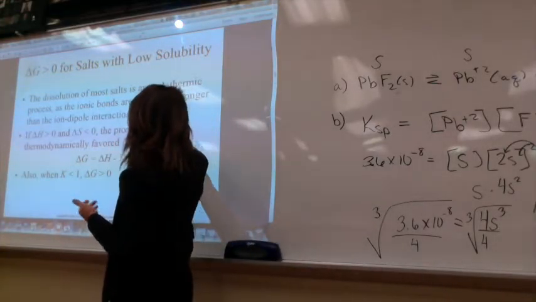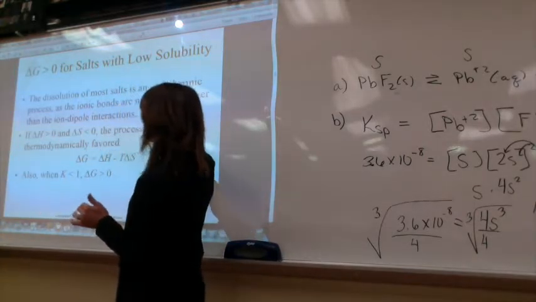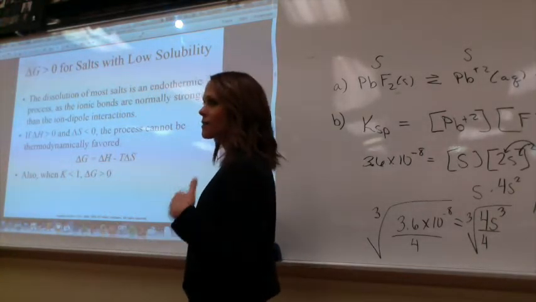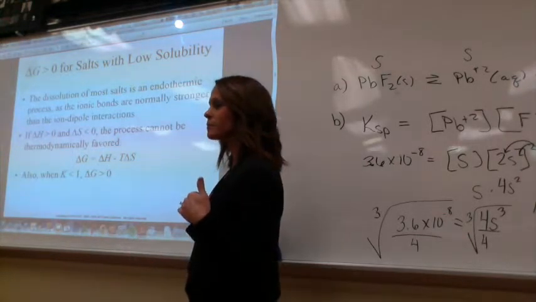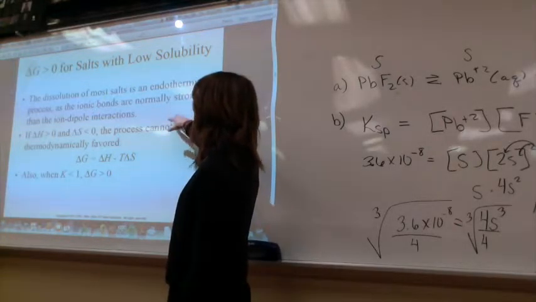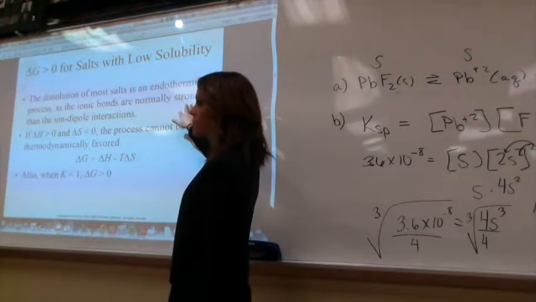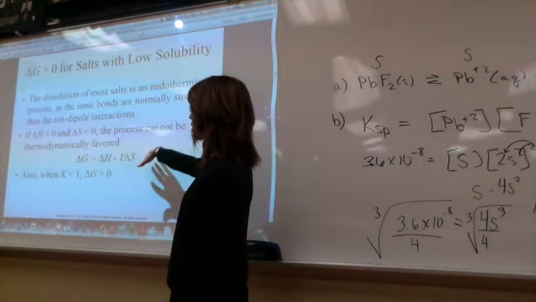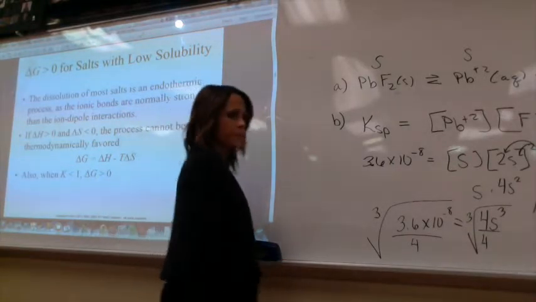This is saying that most salts, if we're talking about temperature dependent now, most dissolution of salts is endothermic, which means that they have to absorb heat to become more soluble. We know that. We just looked at the graphs, right? So if most salts are endothermic, and as ionic bonds are normally stronger than ion dipole, that means that the S value becomes negative. Then typically delta G here would become positive, which is true.